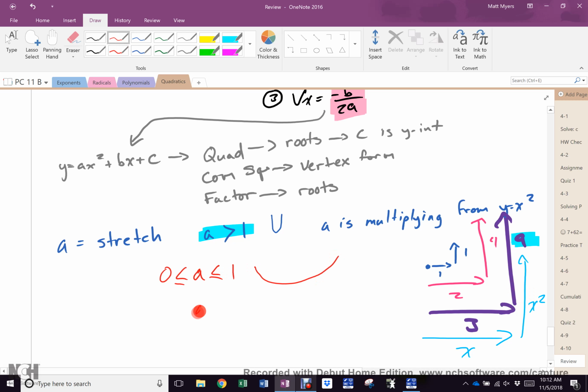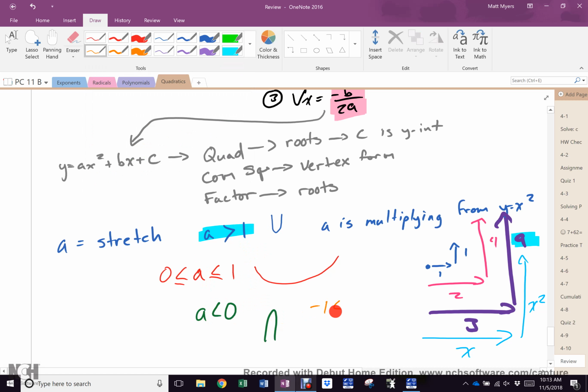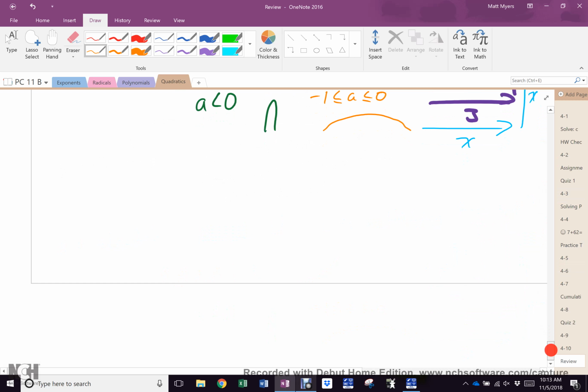What if A is less than 0? It will turn over, and then the same rules will apply, correct? A is less than 0. Then, if it's this one, it's going to be long and skinny. If it's this one, negative 1 less than A less than 0, it'll be this. Is everybody good? Excellent. That will get you through this whole test.